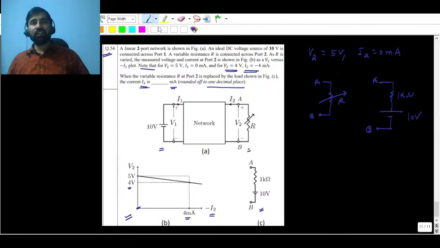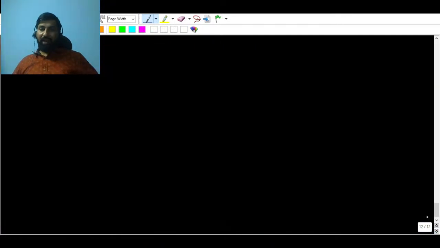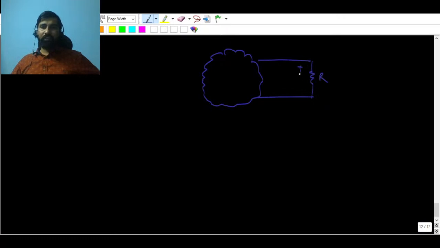So let's solve the question. What you have to do here is consider this entire network as a black box. What is inside the network we don't know. Suppose this is a kind of black box and there is a network. They have given R, and they have given this V2 and the current I2.